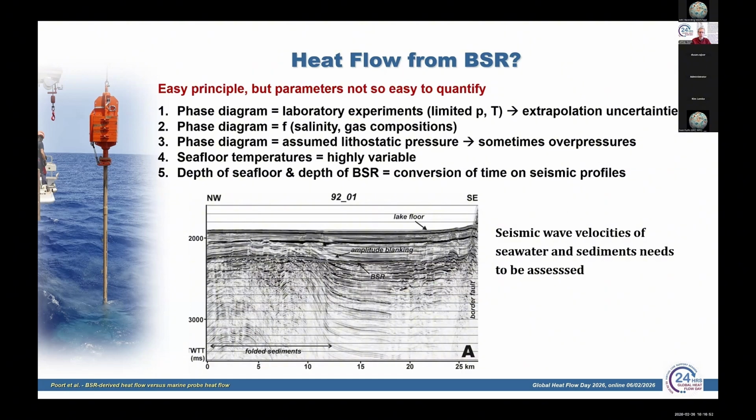So the next one that I want to mention is the depth of the BSR. The BSR comes from an interpretation of seismic data. These seismic data are normally in two-way travel time in origin. So they have to be converted to depth in order to have the exact depth of the BSR below the seafloor. For this conversion, we need the seismic wave velocities of the seawater and the sediment. This is not always available, especially for older data. For more recent data, we very often have better estimates of these seismic wave velocities.